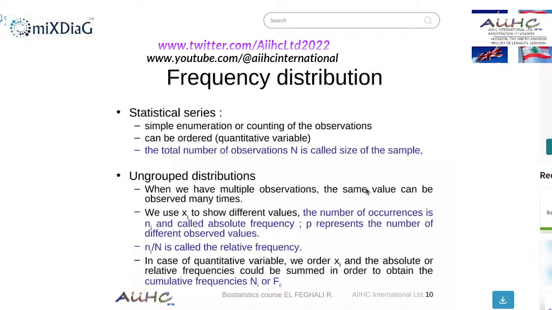So the number of occurrences is small n, and you can see number of observations is capital N, number of occurrences is small n, but sometimes they are the same. So that's why we mix them. Capital N and small n will be the same one, sometimes not. It depends on the study design. And it's called absolute frequency. You see, small p represents the number of different observed values. n index i over capital N is called the relative frequency.